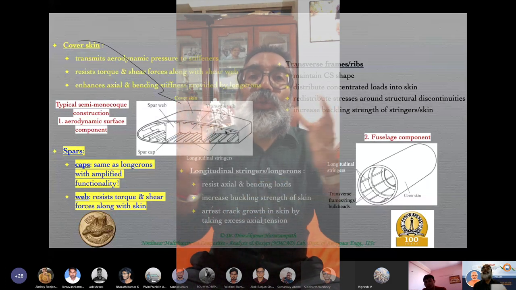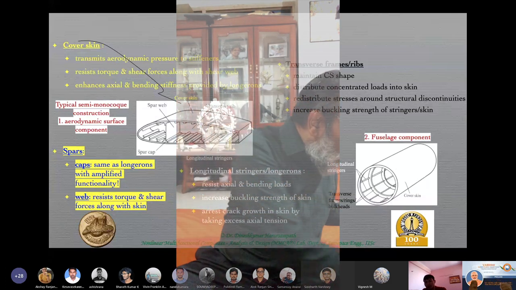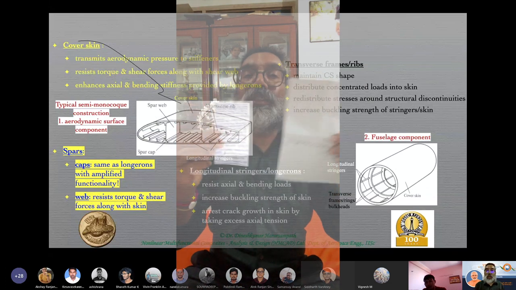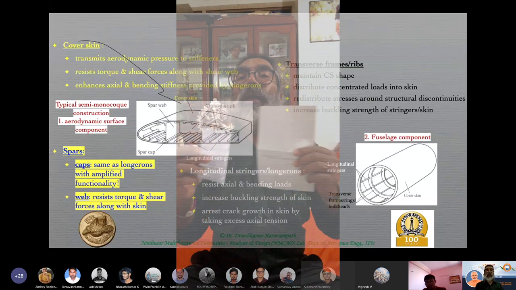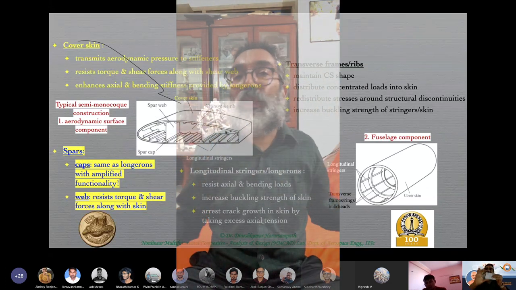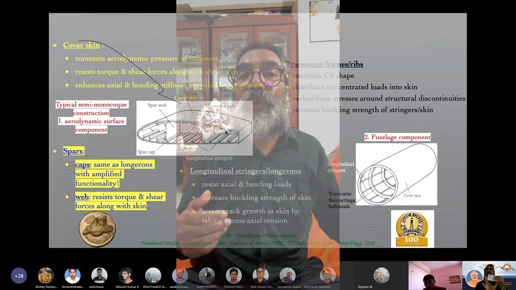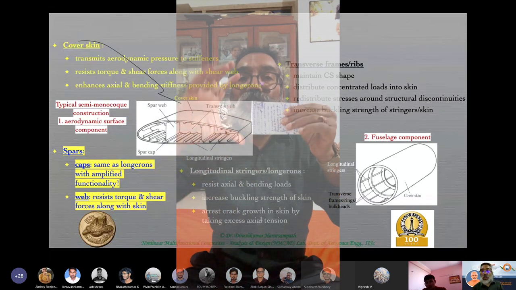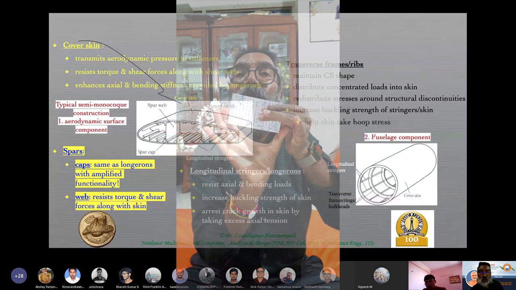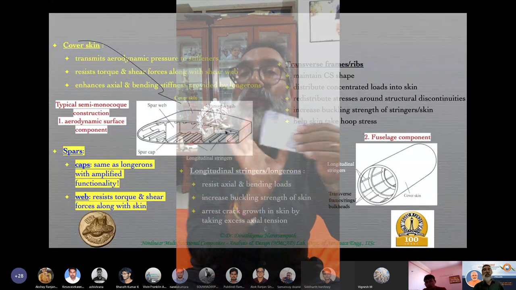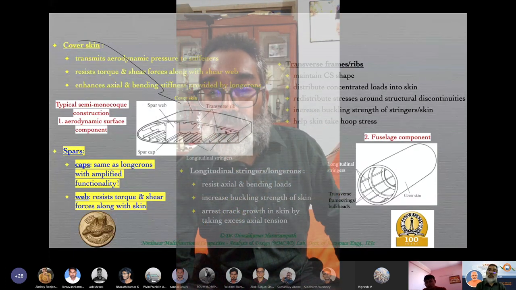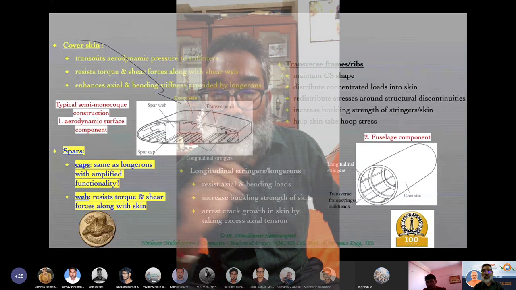As you reduce the panel size, you go from a panel like this to a panel like this. All that you're basically doing is that you're having a smaller panel and therefore delayed buckling. And delayed buckling in one direction through placing stringers, delayed buckling in the other direction by placing transverse ribs. So this is the fourth function.